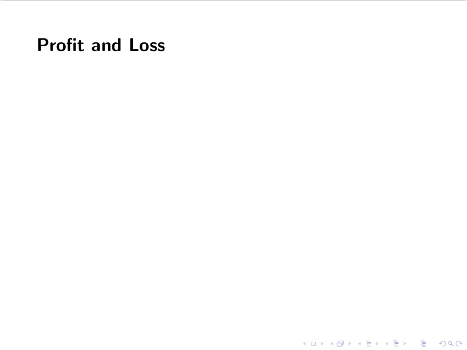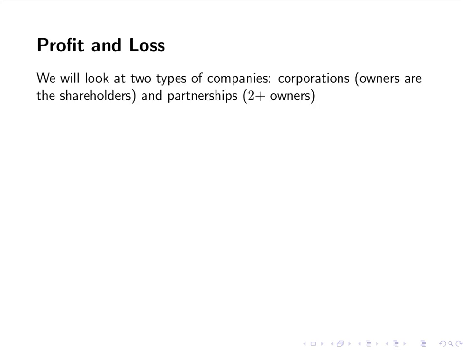Hello everyone. Today we're going to look at profit and loss. We're going to look at two types of companies: corporations, where the owners are the shareholders, and partnerships, which have two or more owners. If the company is owned by a single person, then they are fully responsible for all loss and they get all the profit. So it's not very interesting mathematically.